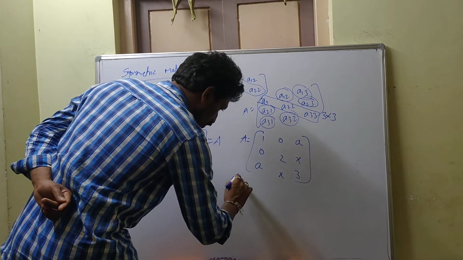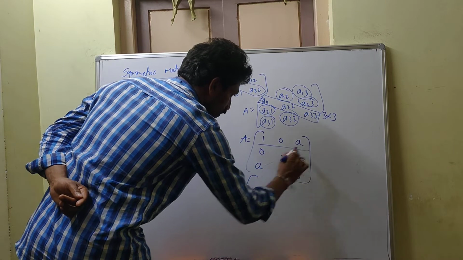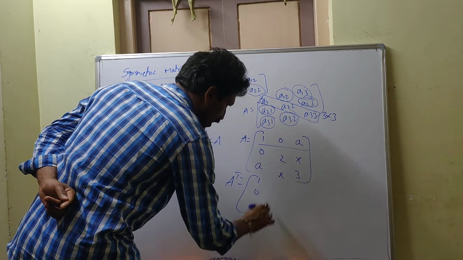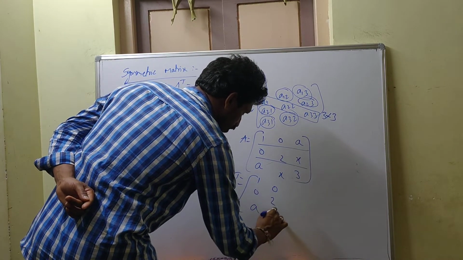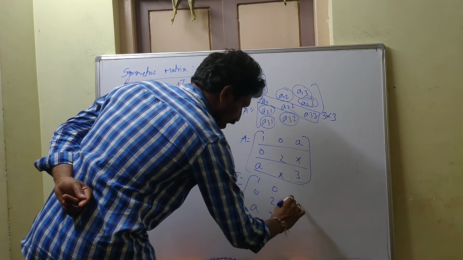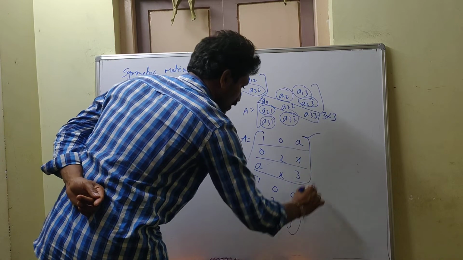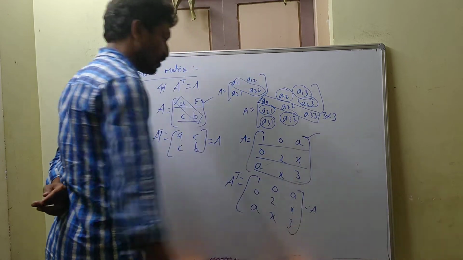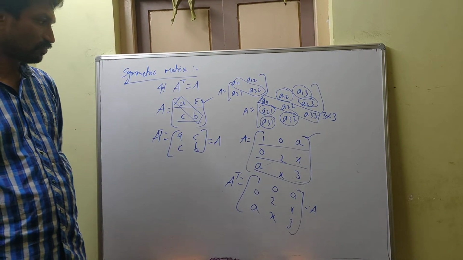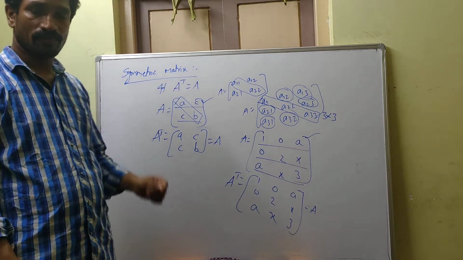Then you go for A transpose: the first row as the first column, the second row as the second column, the third row as the third column. You see this matrix is again the same matrix. So it is a symmetric matrix. You just understand the question here.